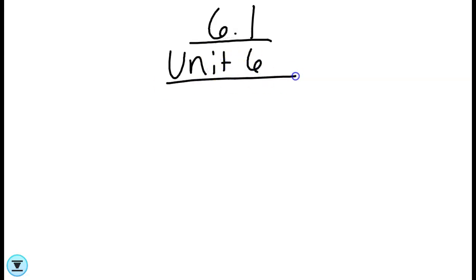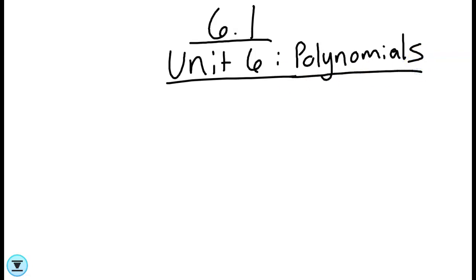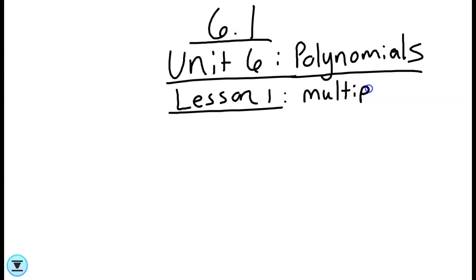Alright guys, welcome to our notes for lesson 6.1. Unit 6 is all about polynomials. Doing notes a little bit differently today. And lesson 1 is going to be about multiplying polynomials. This should be 100% review for you guys, but review is necessary and important. So basically we're going to talk about polynomials and how to multiply them.